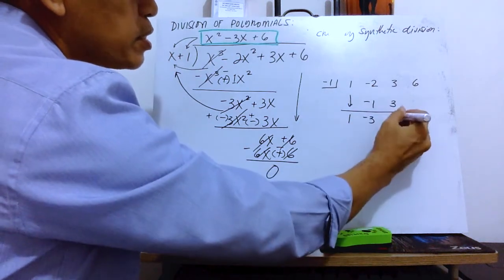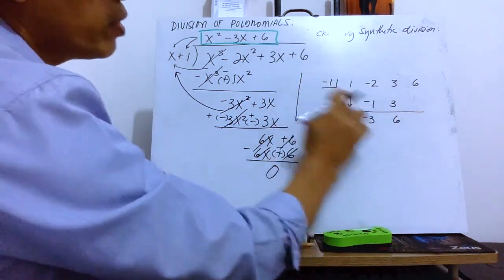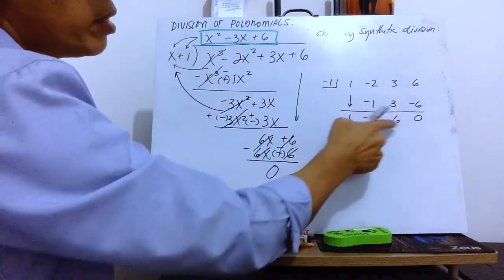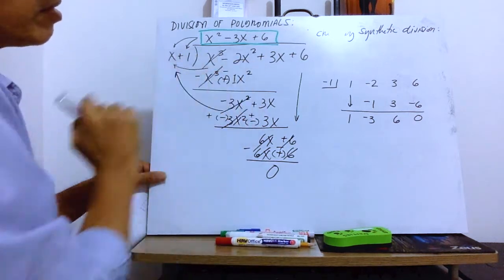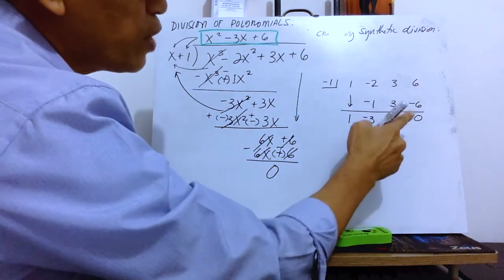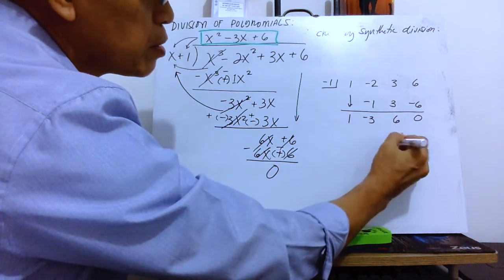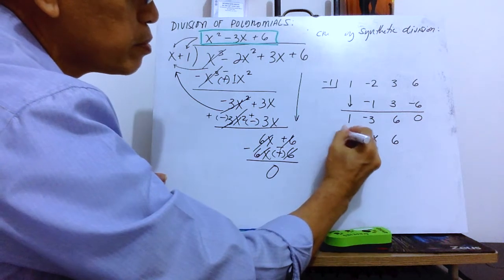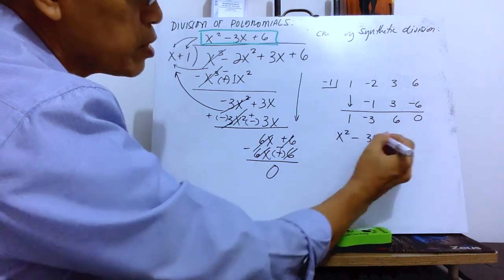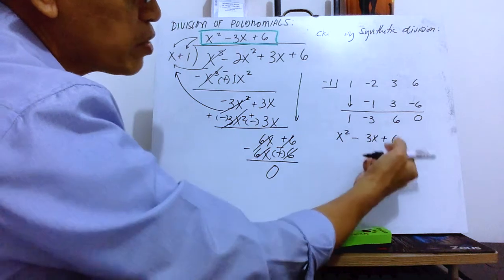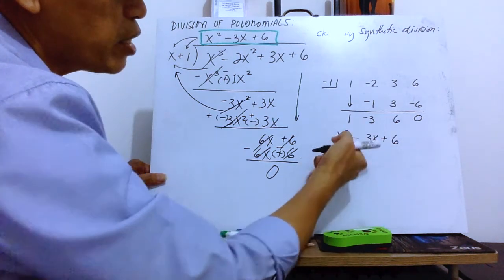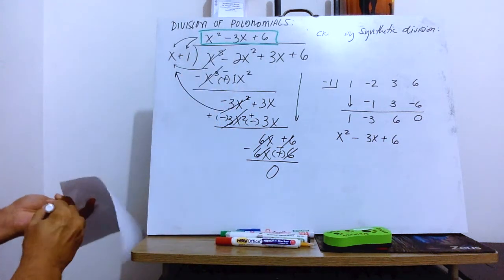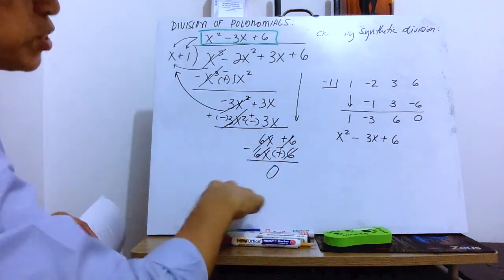Then 3 plus 3 is 6. 6 times negative 1, that's negative 6. 6 plus negative 6 is 0. These are the coefficients of our terms. So this becomes our constant, this becomes the x term, and this becomes the x squared term. Positive 6, negative 3 with the x, and then x squared. This is the answer. Check it. See? Very easy. This is simpler than long division.